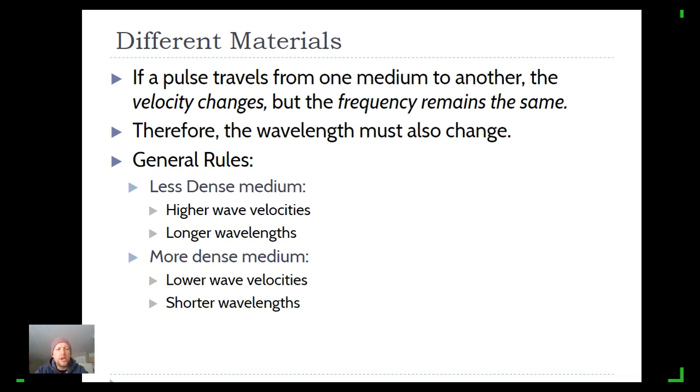And so when we're looking at these general rules here, in a less dense medium, you have higher wave velocities, so it's going to be traveling faster. You're also going to have longer wavelengths. When traveling in a more dense medium, you're going to have lower wave velocities, and you're going to have a shorter wavelength as well.